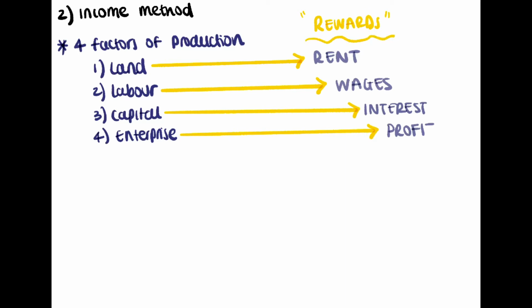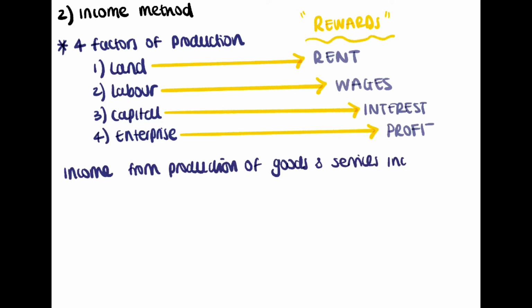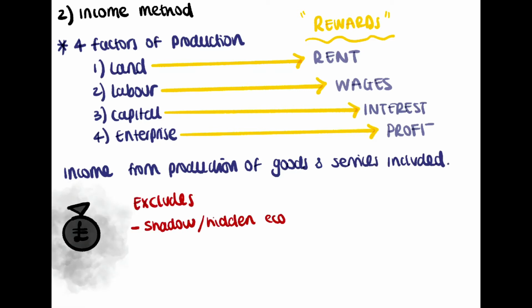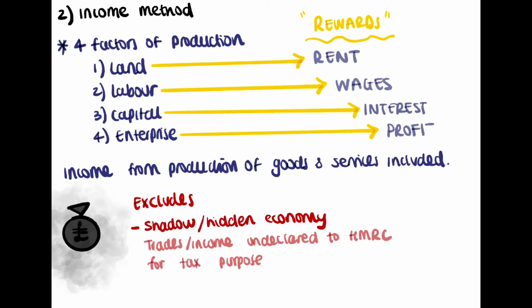It's important to remember that any income generated within the hidden or shadow market is excluded. This includes illegal trades of goods and services and income which is undeclared to HMRC for tax purposes.